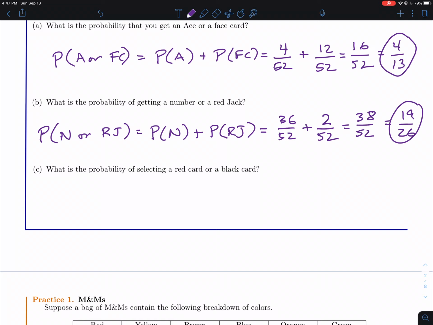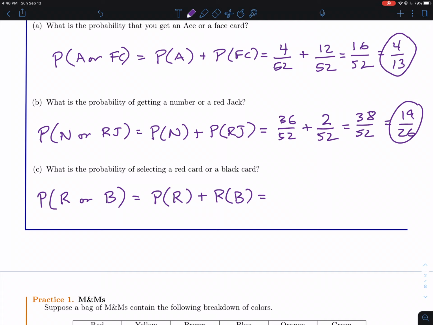What's the probability of selecting a red card or a black card? So the probability of a red or black. Again, you can't be a red card and a black card at the same time, so these guys are mutually exclusive. They're disjoint. So we can use our above formula to get the probability of red plus the probability of black.